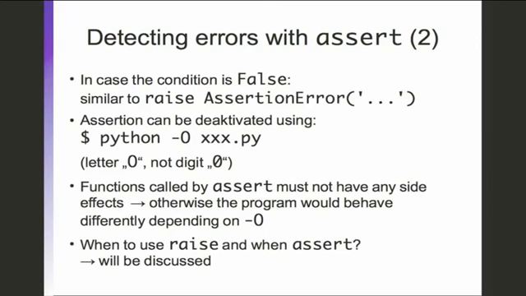Internally, it just raises an assertion error, so to some extent it is comparable with raise. However, you can deactivate it. If you run Python from the command line with the -O switch, not the digit 0, it deactivates the checking of assertions, which might increase performance a little and might remove consistency checks. Functions called by assert, therefore, must not have any side effects, because otherwise the program starts behaving differently, whether -O is specified or not.